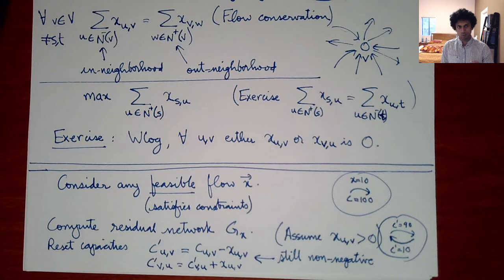You get to cancel out whatever flow is currently being sent, and then on top of it, whatever capacity is there in the reverse direction. Right? Questions?